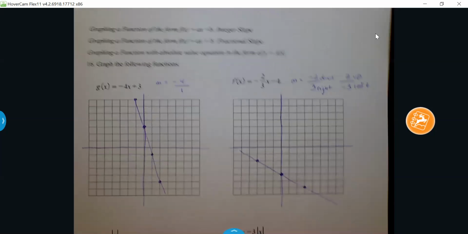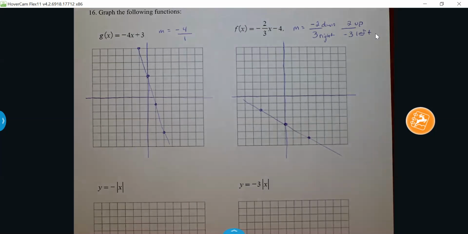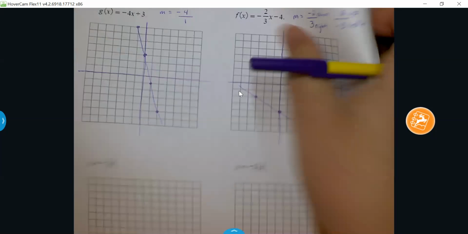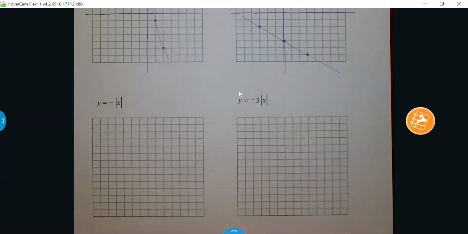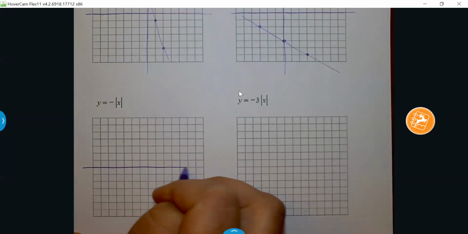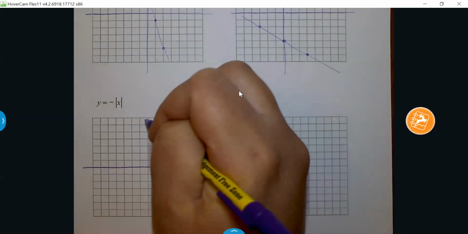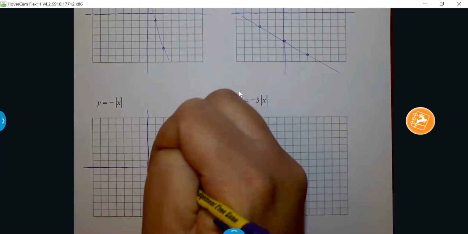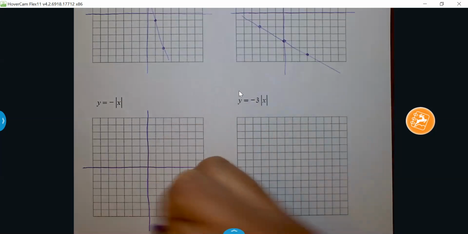Okay, now absolute value. This might be something brand new to you. You might have done this in Algebra 2. It's not bad. Let's see what we have. We're only going to be doing the easy ones like this, and that's it. I wouldn't worry too much about it. It's pretty easy.